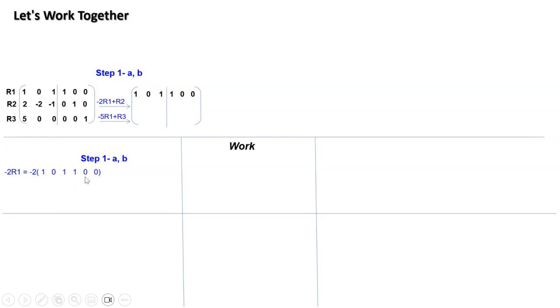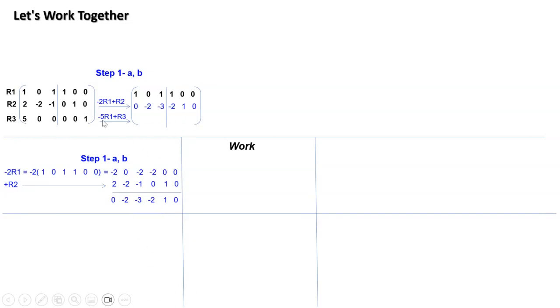So -2 row 1, right? I multiply -2 times every element, which will give us -2, 0, -2, -2, 0, 0. Plus row 2, we just bring row 2 over, and we execute the operation. It's going to give us 0, -2, -3, -2, 1, 0. So that's my new row 2.